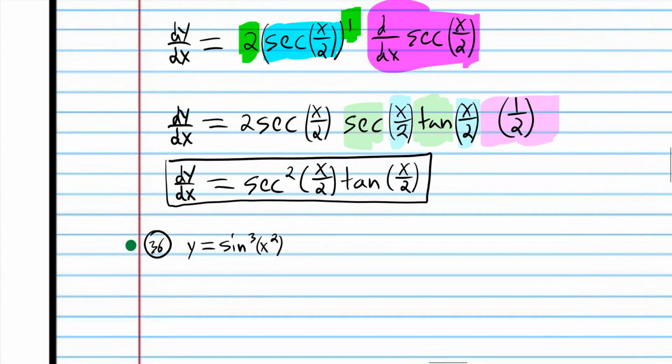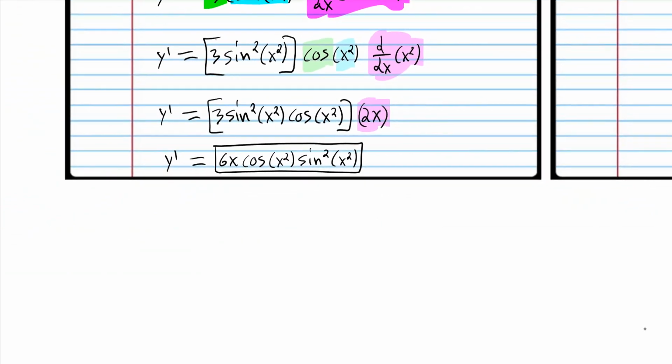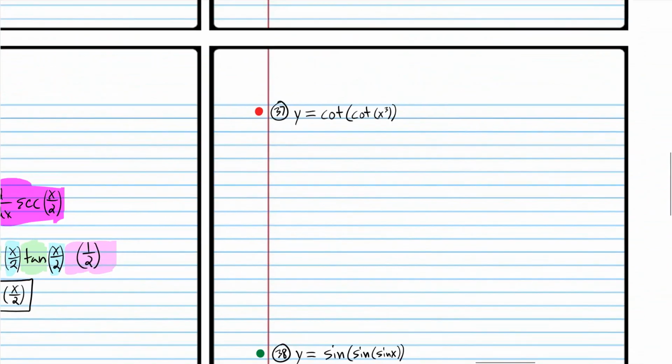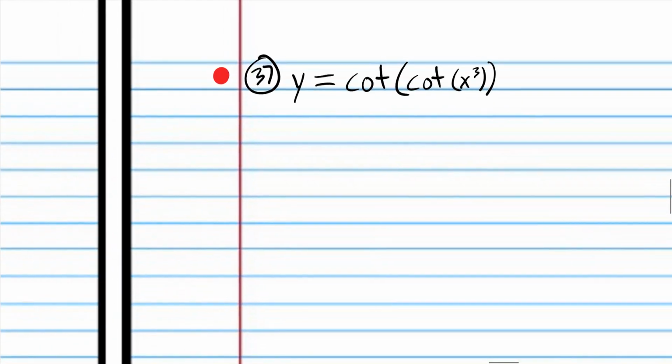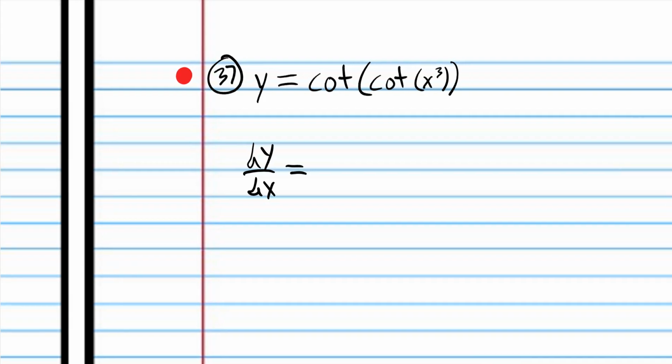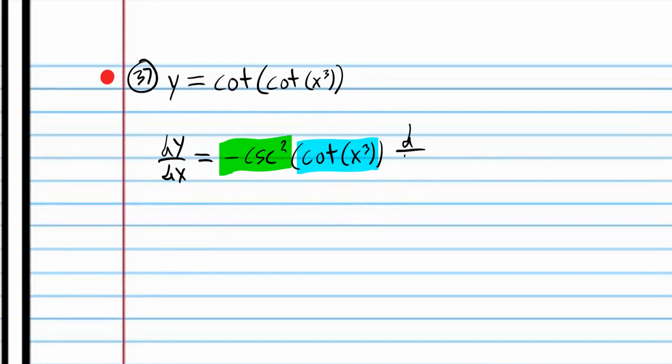All right, we're back. As long as we try to eliminate or reduce confusion. Okay, so let's do this problem together. The derivative of the outside function is negative cosecant squared. We're going to keep the inside function unchanged, and then we're going to multiply by the derivative of the inside function.